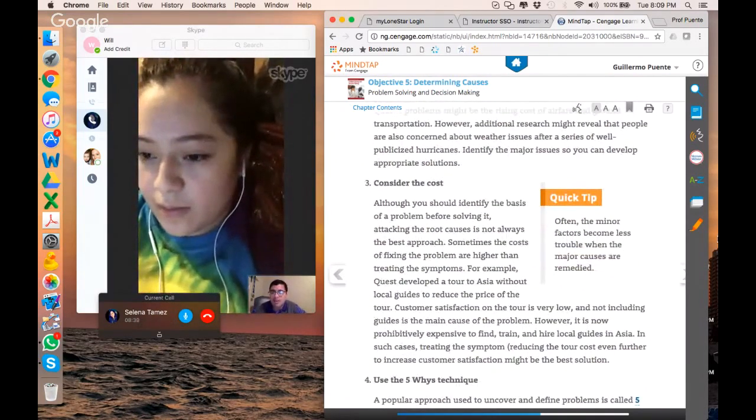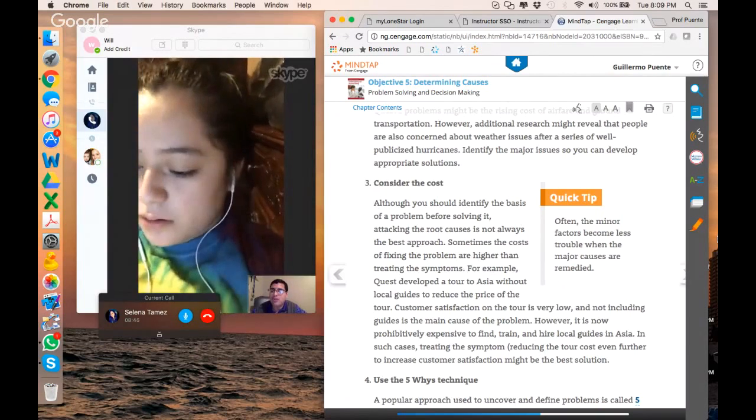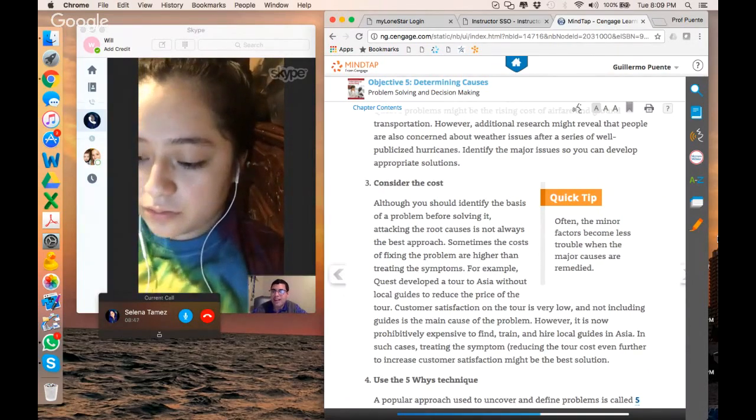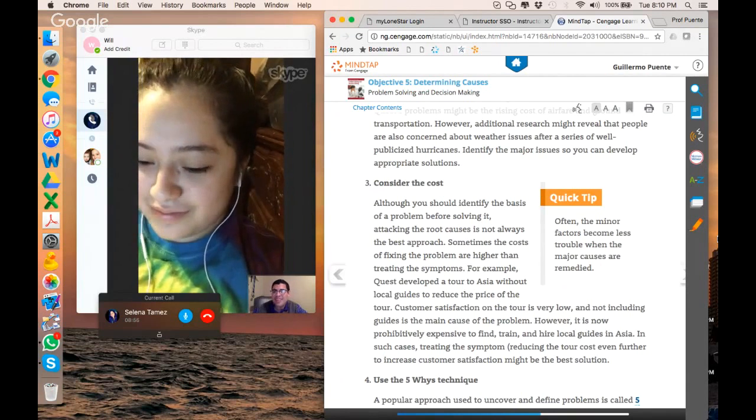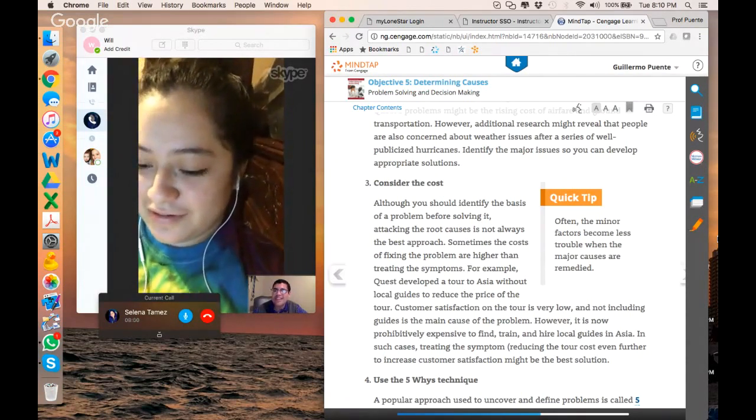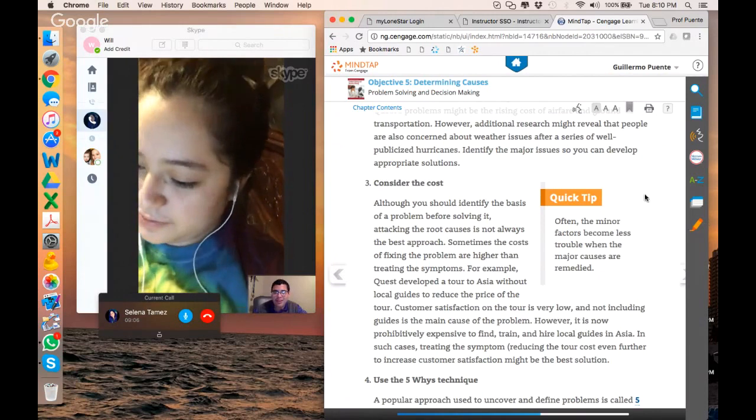Consider the cost. Sometimes you should identify the basis of a problem before solving it, but there are costs to fixing that problem. I'll let you know, in real estate, a lot of people try to tell me, hey, is there any way we can move that toilet? I tell them, yeah, you could, and it probably looks better. It's just going to cost you quite a bit, right? Yeah. So consider not fixing the problem by saving the cost, is what it's saying. Okay, I see. Sometimes it's part of the solution.